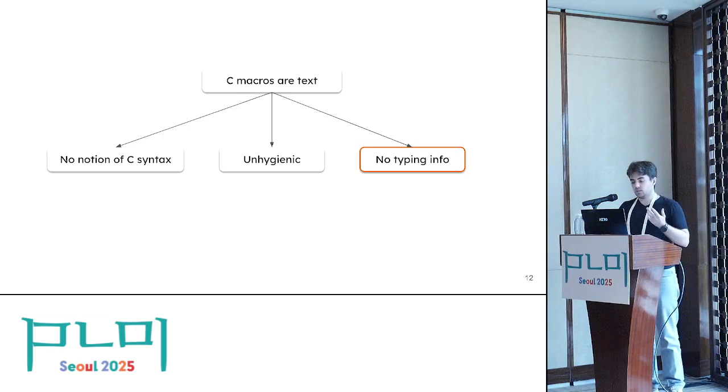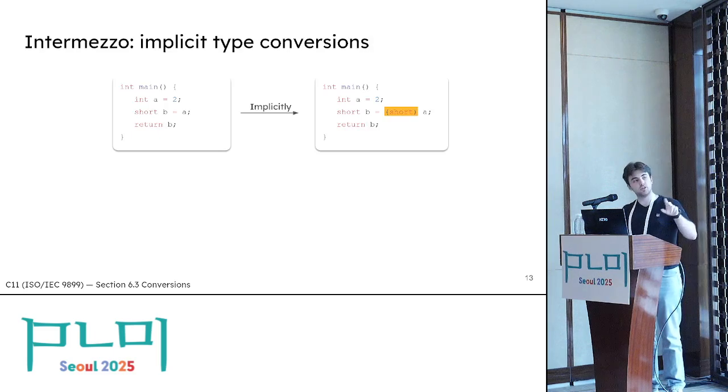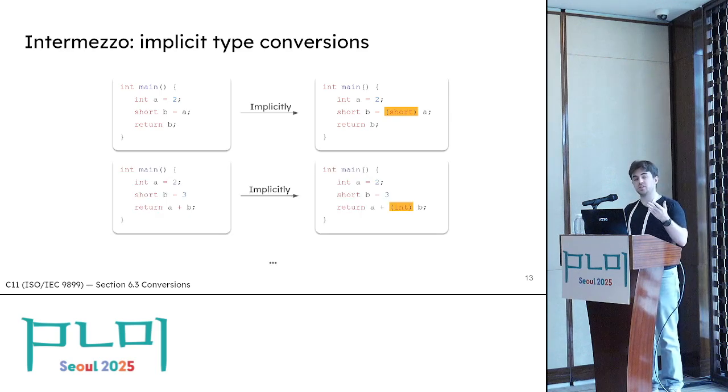And finally, the latest and the biggest issue: not having typing info. First, a bit of information about C. As you may or may not know, C does many implicit promotions. For example, you can easily assign an integer to a short because C will just implicitly inject a cast to a short. It also happens in arithmetic. It happens basically everywhere in C.